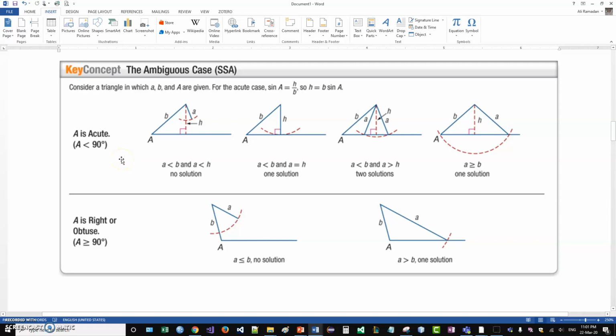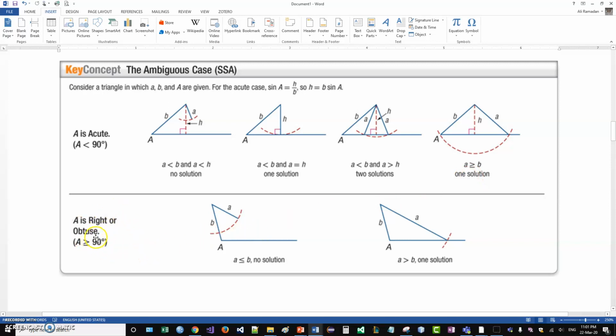When the angle is acute, means less than 90, then we look at whether the first side A is less than B. If A is less than B, then we compare A to the height. If A is less than the height, then there is no solution. If A is less than B and A equals the height, then we have one solution. And if A is less than B and A is greater than the height, we have two solutions. Now, if A is greater than or equal to B, we have one solution.